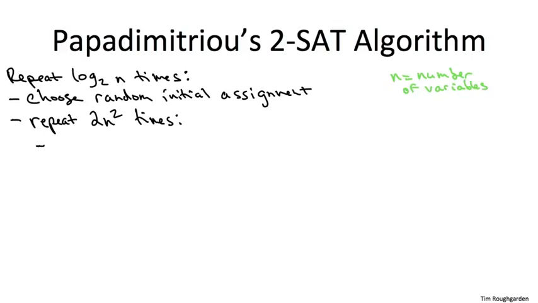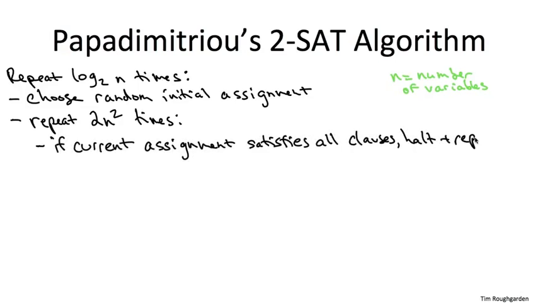In each iteration of the inner for loop, we first check just to see if the current assignment is in fact satisfiable, if it satisfies all the clauses. If so, we're done. We halt and report that fact.